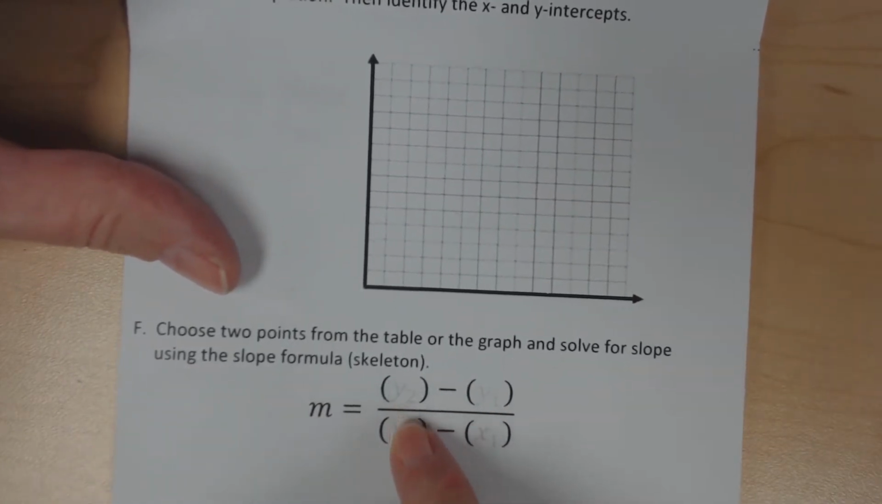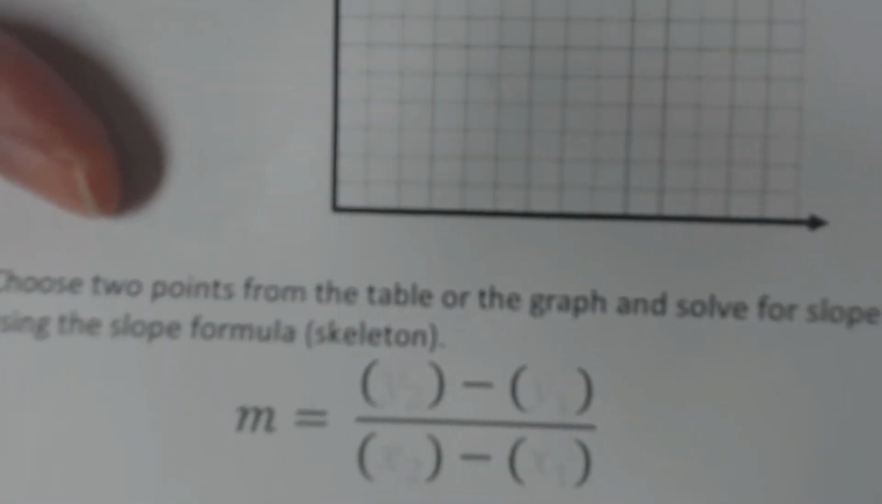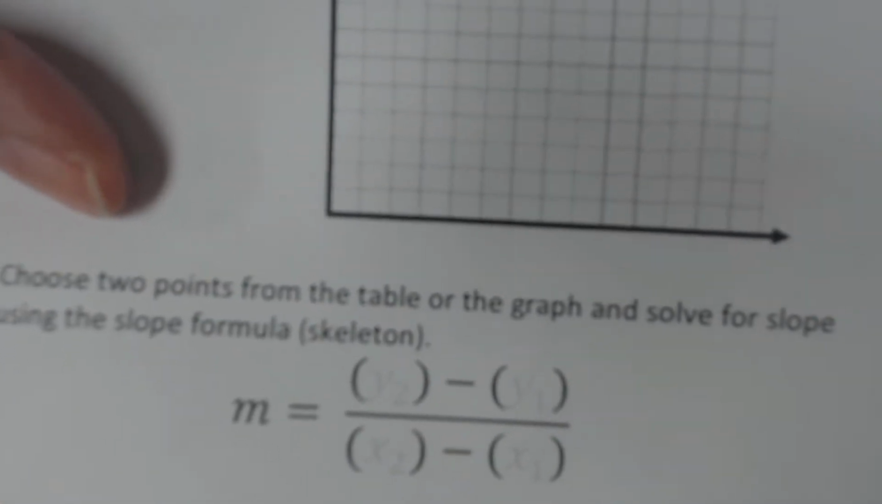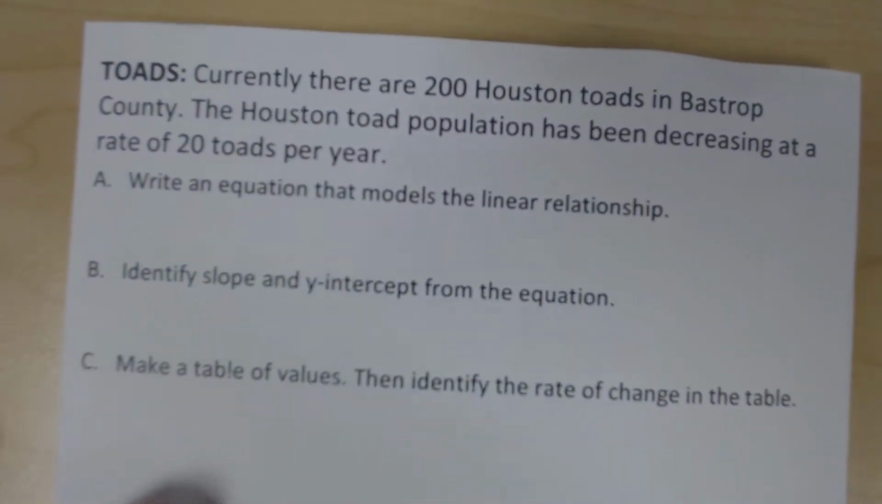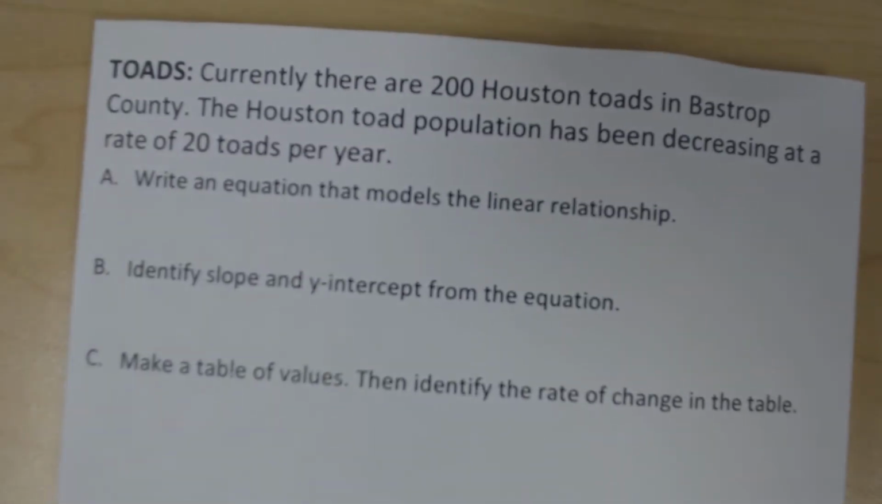And here, I don't know if you can see that very well, it says y sub 2 minus y sub 1, x sub 2 minus x sub 1. So let's go back to the beginning. So we have a decrease of 20 toads per year.